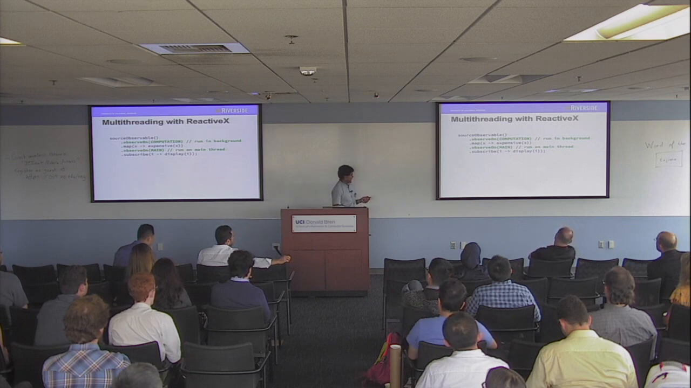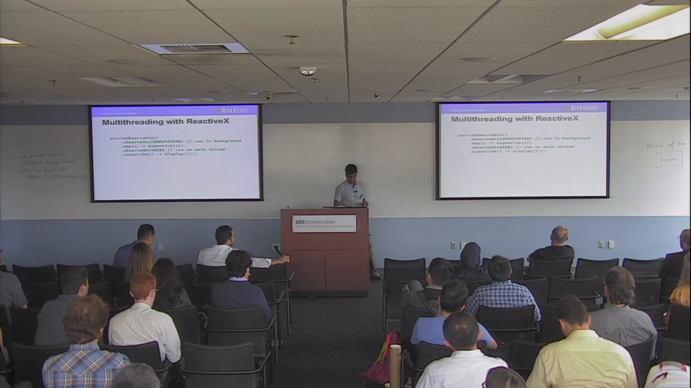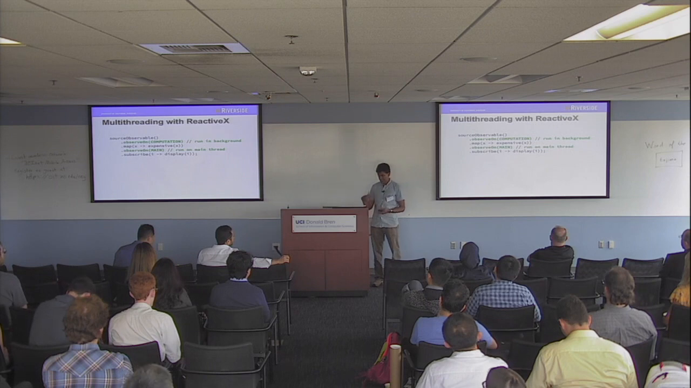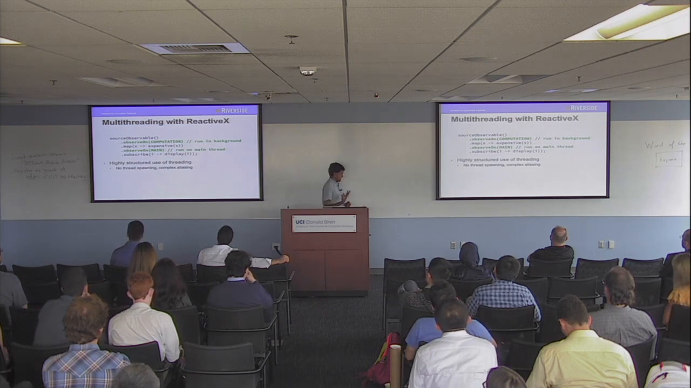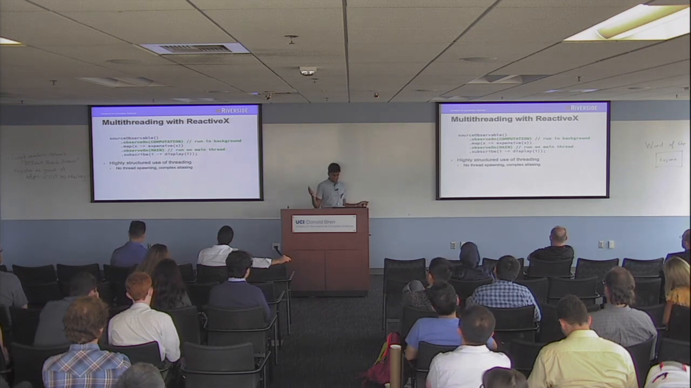So now I can do my expensive computation, but before I display my results, I need to observe on the main thread again. So move the computation back to the main thread so I can actually display the result on the correct thread. So notice that this is very highly structured, right? There's no random spawning of threads. There's no complex aliasing involved.